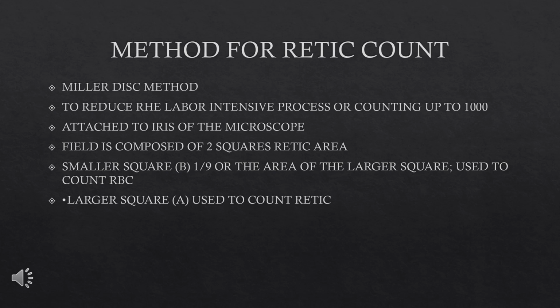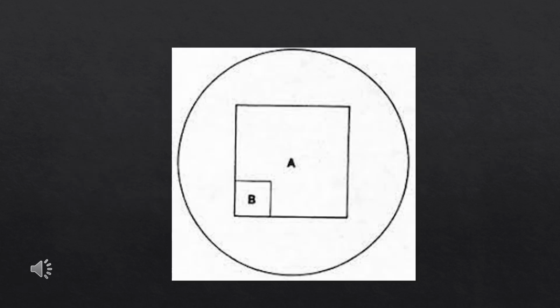So, a smaller square, or 1/9 of the area of the larger square, is used to count your RBC, and a larger square is used to count your reticulocyte. In the next slide, you can see what it looks like. Again, your larger square, or your A square, is where you count your reticulocyte. And on your B square, the smaller one, this is used to count your red blood cells.